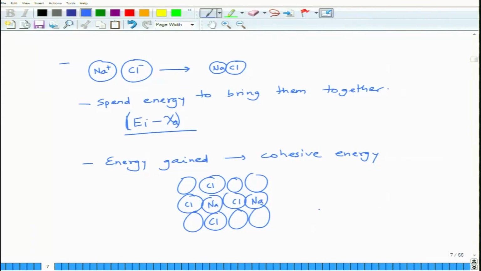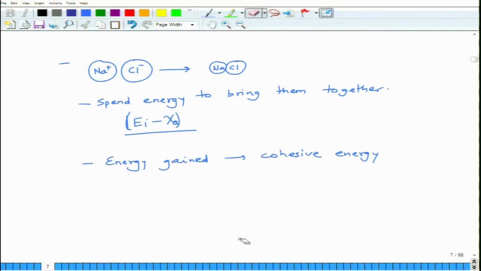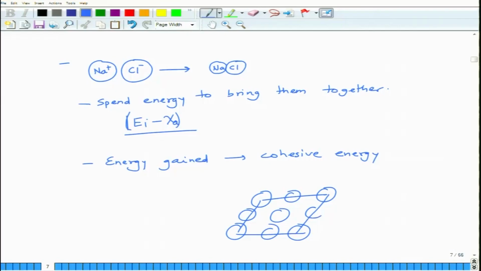So, this is not the right way to do it. Let me just show you. So the bottom plane would be something like that. This is chlorine atom, these will be sodium atoms. So these are all sodium, these are all chlorine, this is sodium. So you put them together, when you bring them together you gain energy in the form of cohesive energy, and you need to then worry about whether there is a net attraction or not. If there is a net attraction, then the structure is stable. If there is no attraction, if there is more repulsion, the structure is not stable.